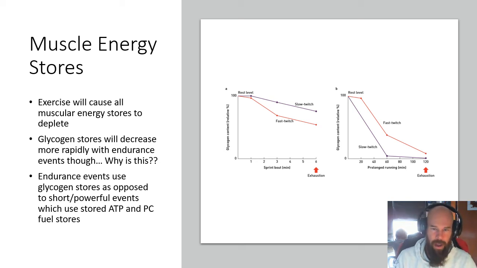If you look at the graph on the right hand side of the page there, you can see that there are 2 activities, and it also looks at the glycogen content within the muscles. On the left graph you have a sprint bout, and on the right hand side you have a prolonged running event. What do you notice about the 2 graphs? The sprint bout, they still have quite a large muscular store of energy.